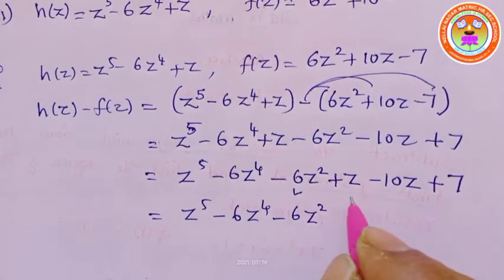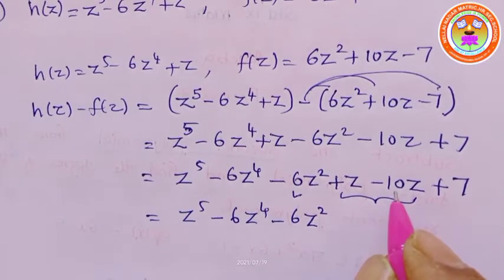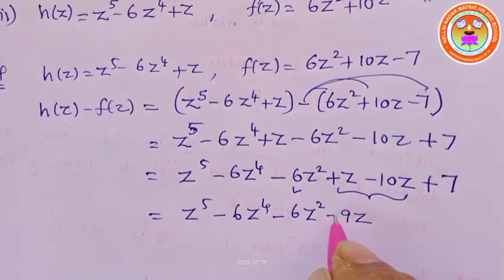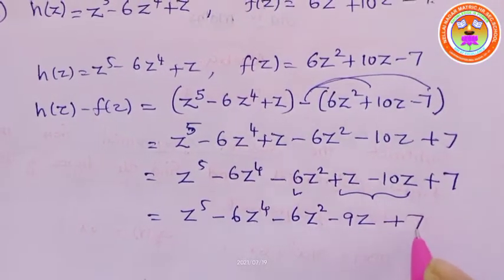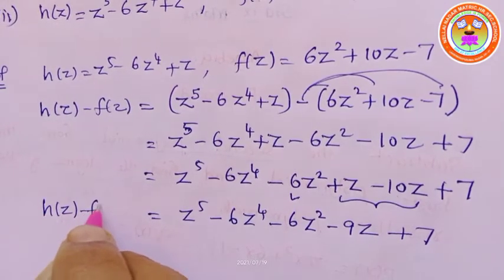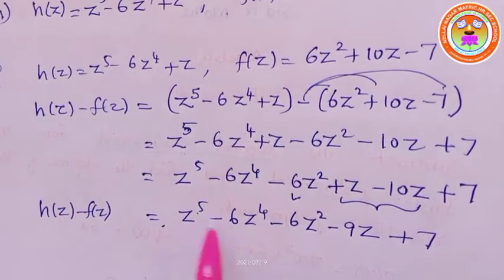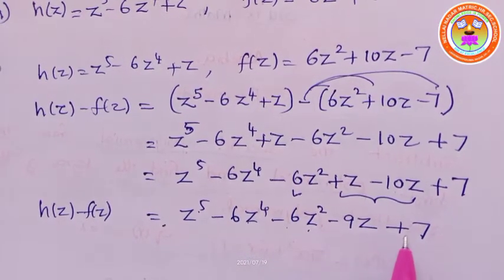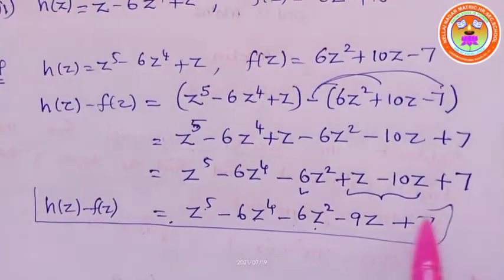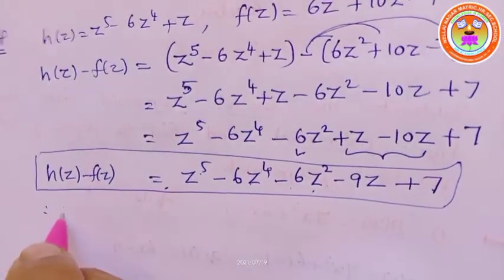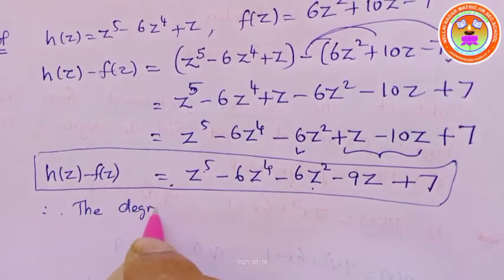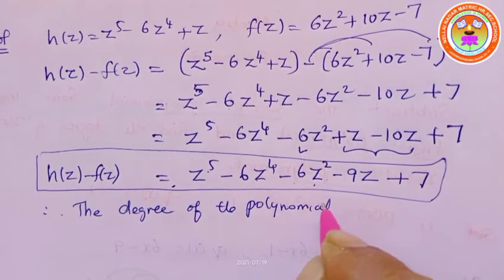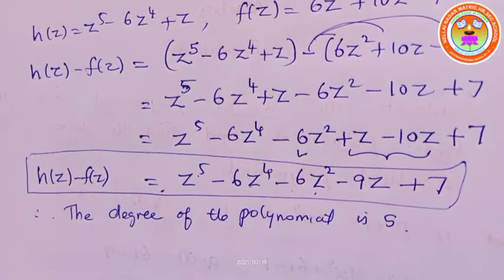Next is z and 10z. Here both are like terms but different signs. So 10 minus 1 is 9z, which is the greater number, 10. What sign is there? You put minus symbol, plus 7. It's clear, students? So h of z minus f of z is equal to z power 5 minus 6z power 4 minus 6z squared minus 9z plus 7. Then you have to find the degree of the polynomial. Therefore, the degree of the polynomial is 5. It's clear, students?